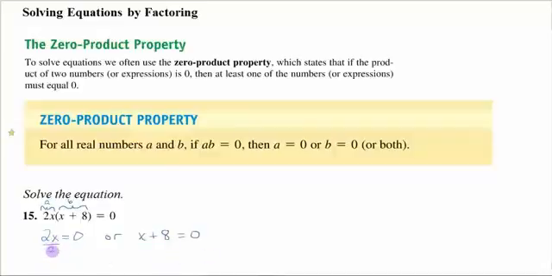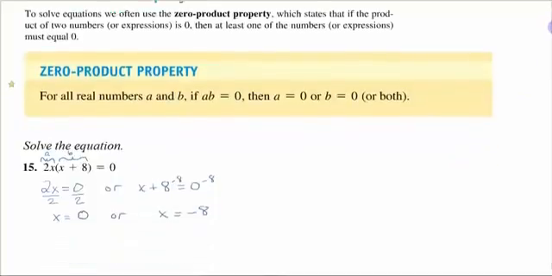Here we'll divide by 2. Remember, the 2 is attached to the x by multiplication, so we're going to get rid of it by dividing. So we get x equals 0 divided by 2 is 0. Or over here we have x plus 8 is 0, so to get rid of that 8, we're going to subtract it off. We have to do both sides, so we get x equals negative 8. So we have actually two solutions to this equation, and we found them by using the zero product property.